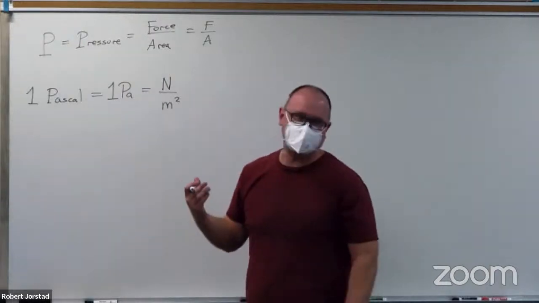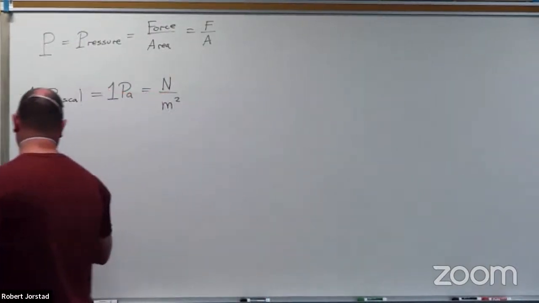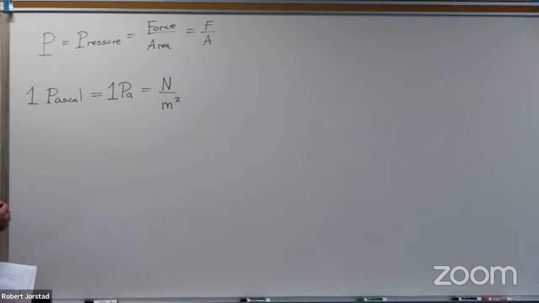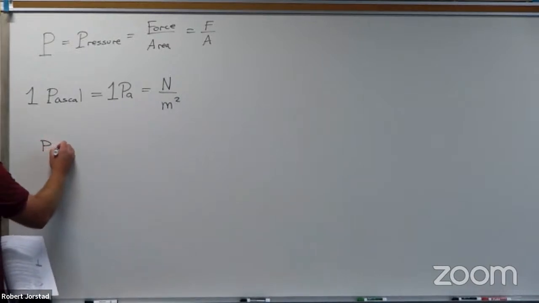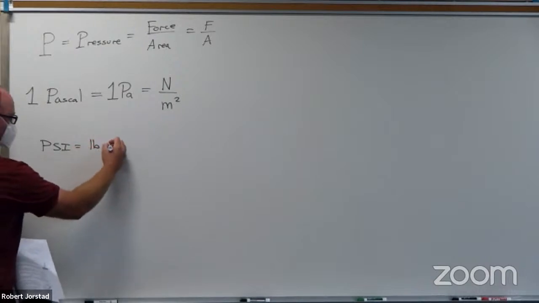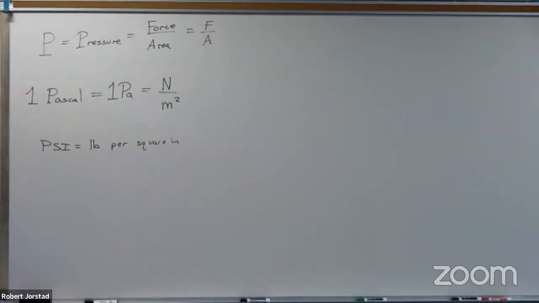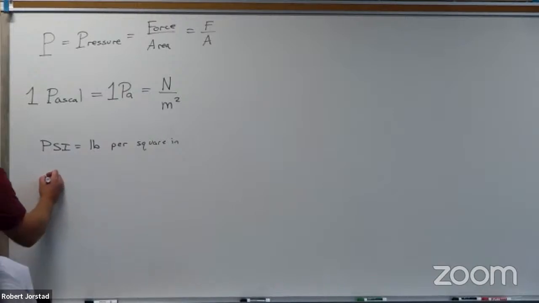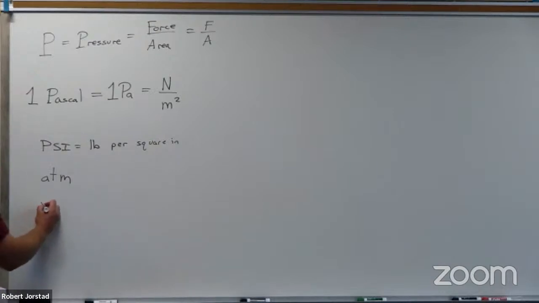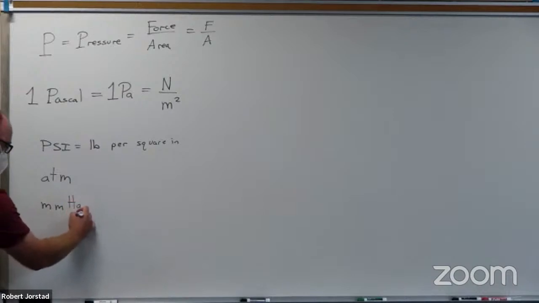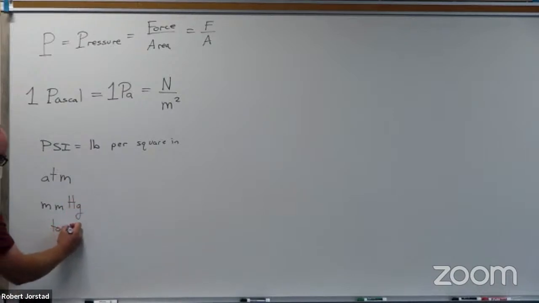Now, you probably know many other units. Somebody give me another unit that you know. PSI. Pound per square inch. All right, what's another unit? Somebody that's maybe had chemistry. ATM. Those are some of the more common ones. PSI and ATM. Maybe you've heard of millimeters mercury. Maybe you've heard of torr. Maybe you've heard of bar.